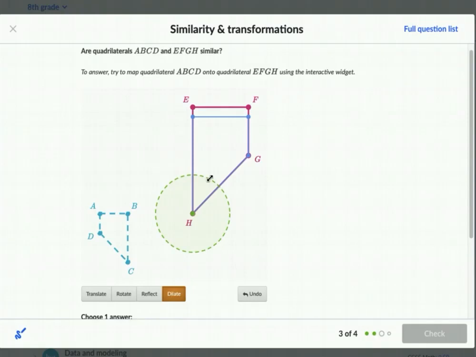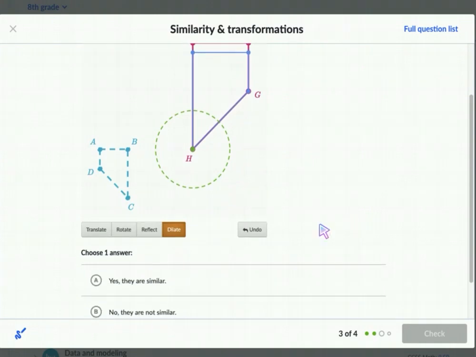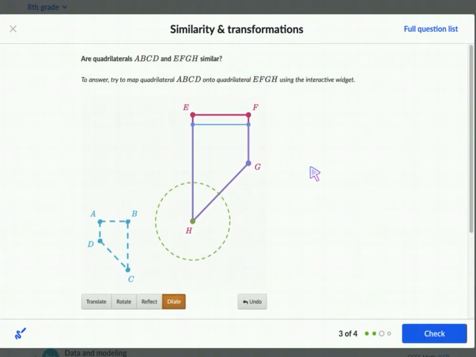So the angles matched up, but it was hard for me to look at what would be the result after I dilated without actually dilating it. So when I actually use the dilate tool, I see, it doesn't add up. It's a little short or a little long on some of them. So that's what we mean by proportional sides. That's a little harder to check out with just your eyeball. So you might want to use that dilate.